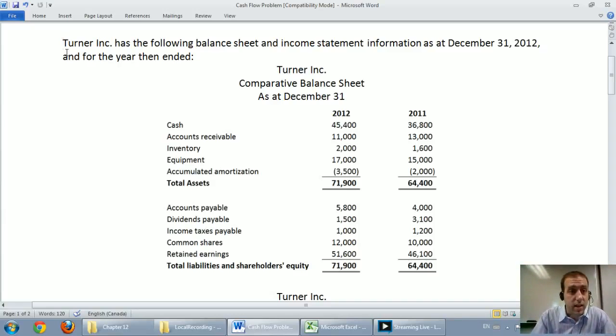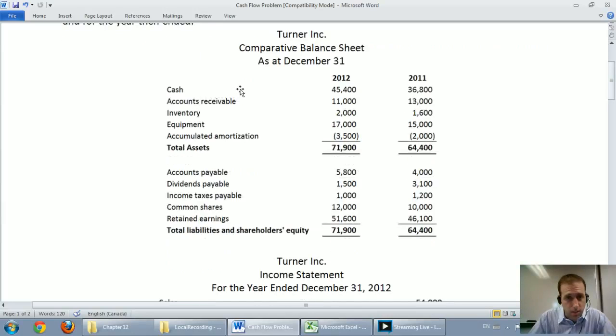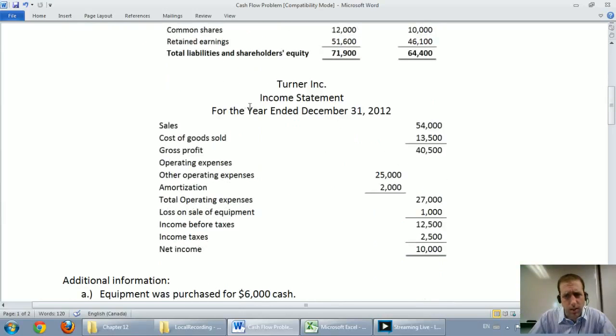So the question says, Turner Inc. has the following balance sheet and income statement information as at December 31st, 2012, and I guess for the year then ended. And there's the comparative balance sheet, and below is the income statement.